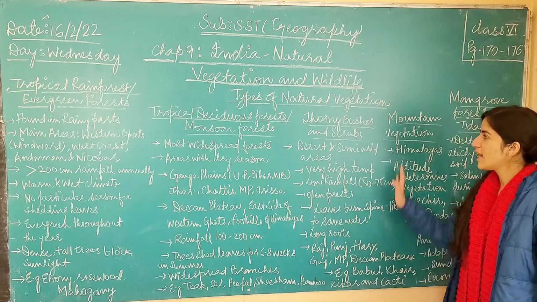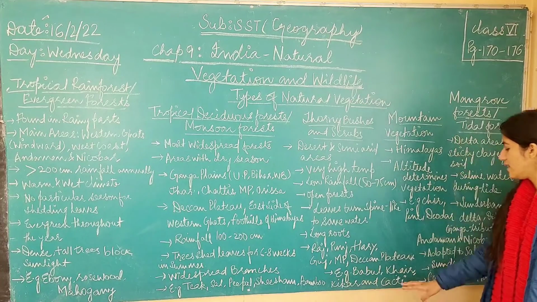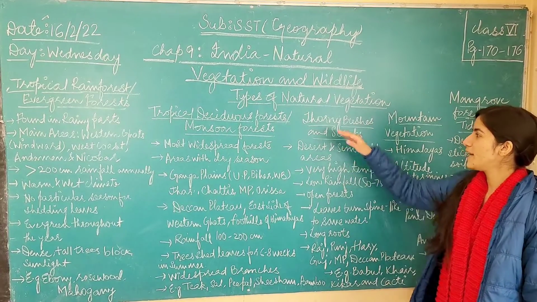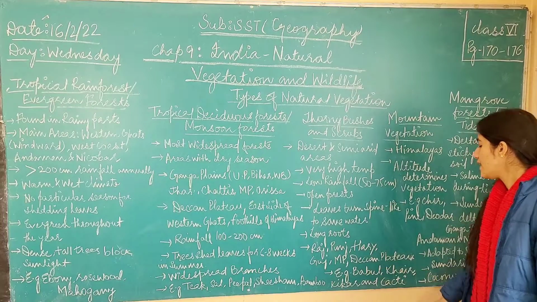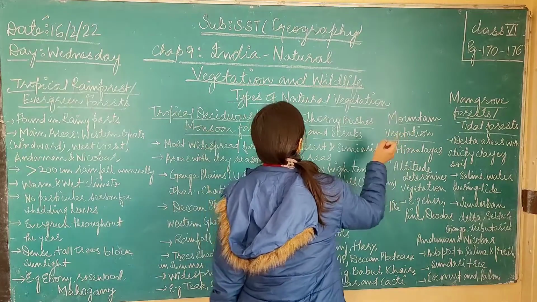These thorny bushes and scrubs are found in the states of Rajasthan, Punjab, Haryana, Gujarat, Madhya Pradesh and Deccan Plateau. Some of the examples of the thorny bushes and scrubs are babool, kher, kikar and cacti. Then let us see the next type of plants which are there in India.